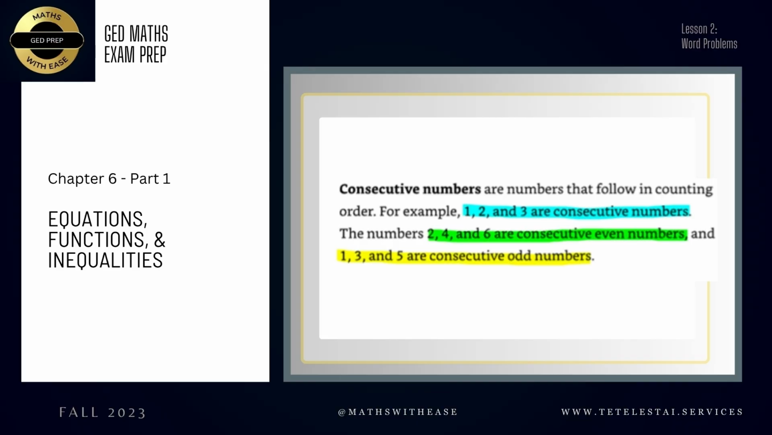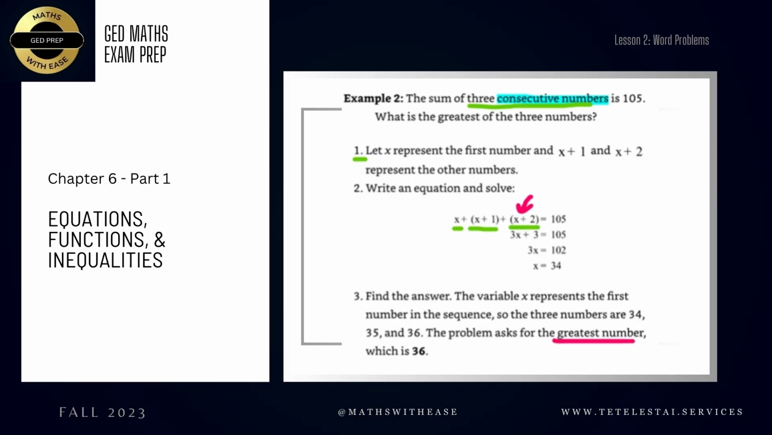So 1, 2, 3, 4, 5, right? The second statement focuses on consecutive even numbers, and then the third is expressing consecutive odd numbers. Well, in this particular problem, we're not told that the numbers are even or odd, so we automatically assume that they are consecutive counting numbers, right? And so we're going to let x represent the first number and x plus 1 our next number.